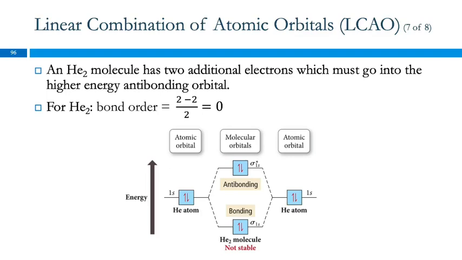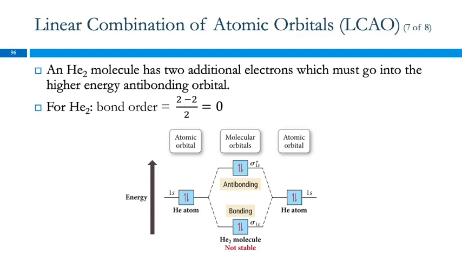Let's look at He2, so diatomic helium. This doesn't exist, but we could imagine what its molecular orbital diagram would look like. So here's a helium atom, 2 electrons in the 1s orbital. Here's the other one. And again, we're combining 2 1s orbitals. We get a bonding orbital and an anti-bonding orbital. And we have a total of 4 electrons, 2 from each atom. And so we put 2 in this first lowest one, and then the next 2 go up here.